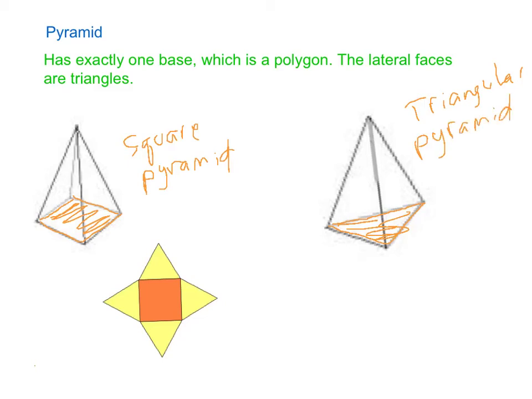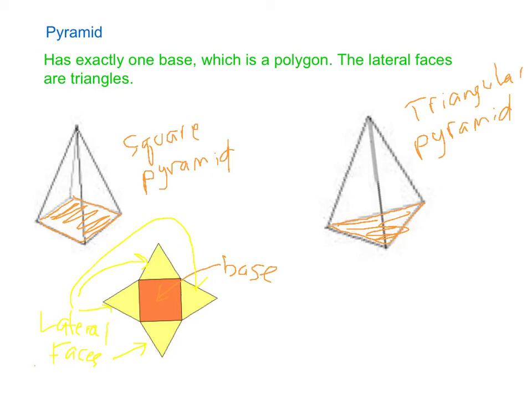And if you look at the net, it's already shaded in orange, and the lateral faces are all triangles. The base here is in orange, and then the lateral faces are triangular, and those are in yellow. So you've got lateral faces in yellow. That's a lateral face, that would be a lateral face, and over here would be a lateral face.